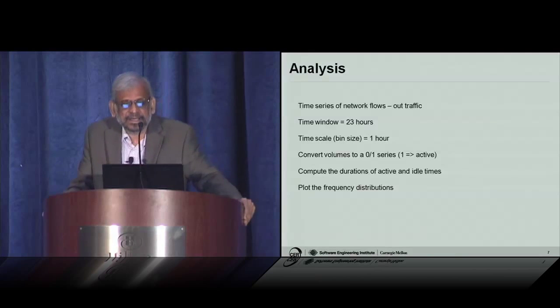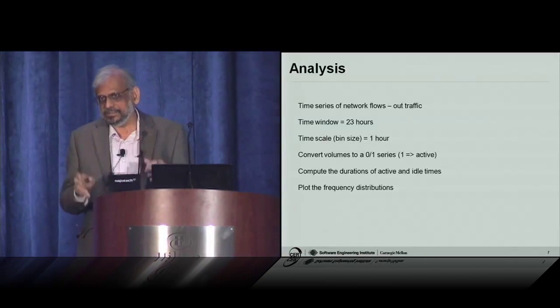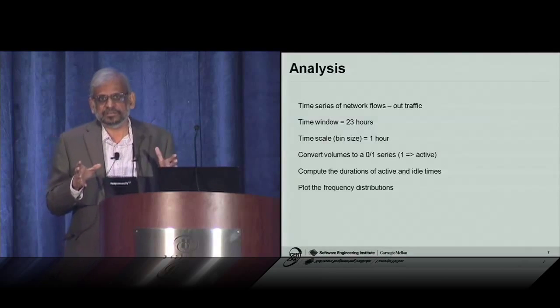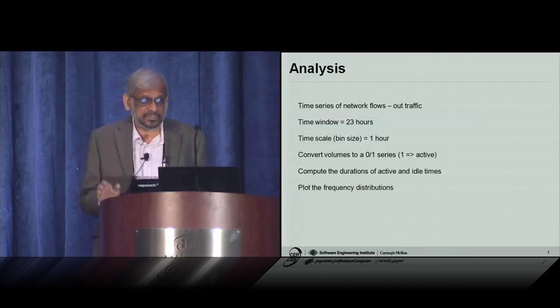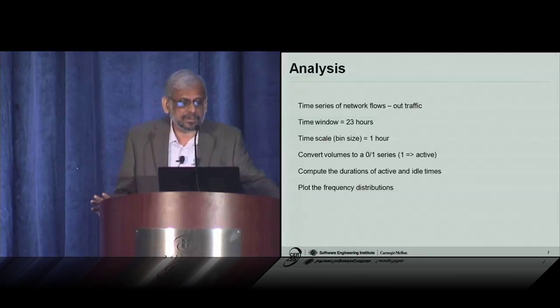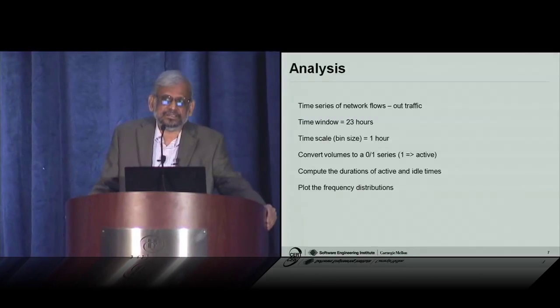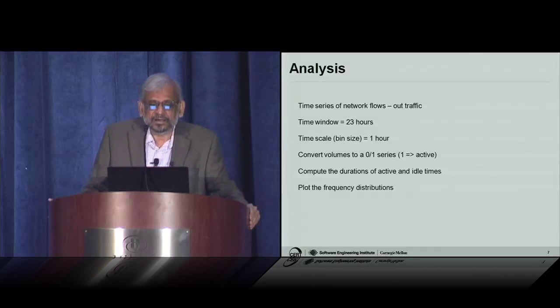So about the analysis, we're looking at out traffic, because if we are interested in looking at activity, then it's the out traffic that is relevant over here. In traffic may or may not indicate activity. So out traffic, because of the data set I'm looking at, and I was particularly interested in having a public domain data set so I could present it.